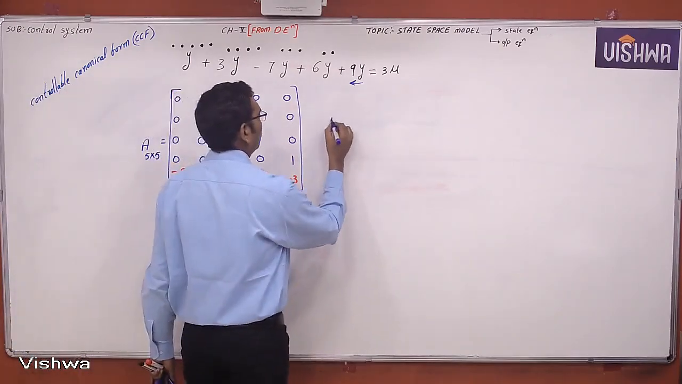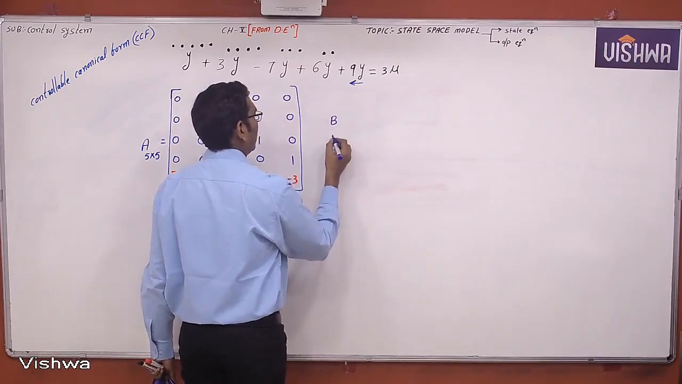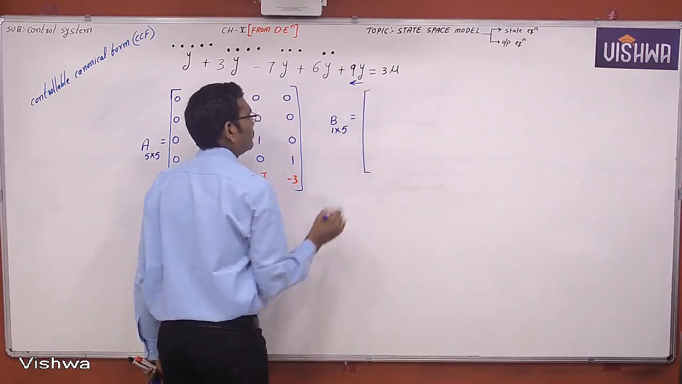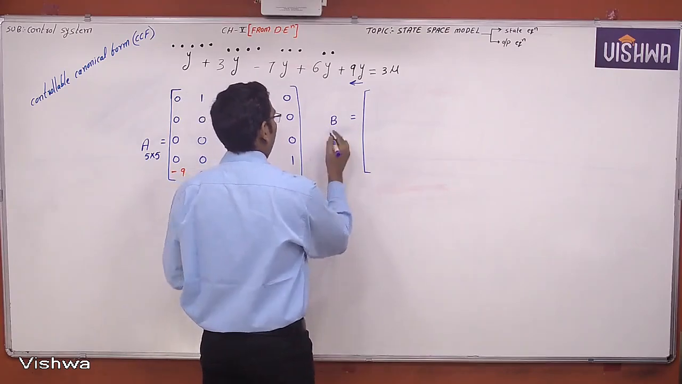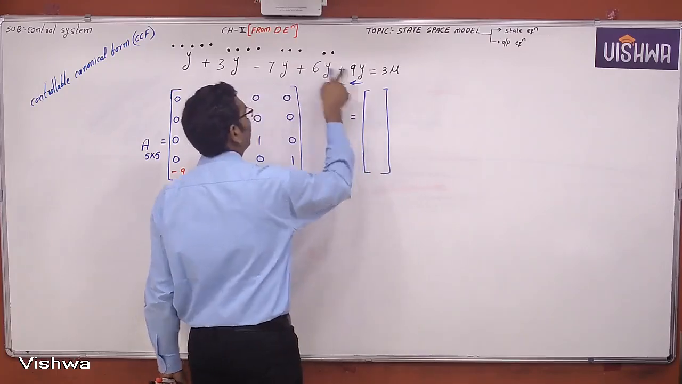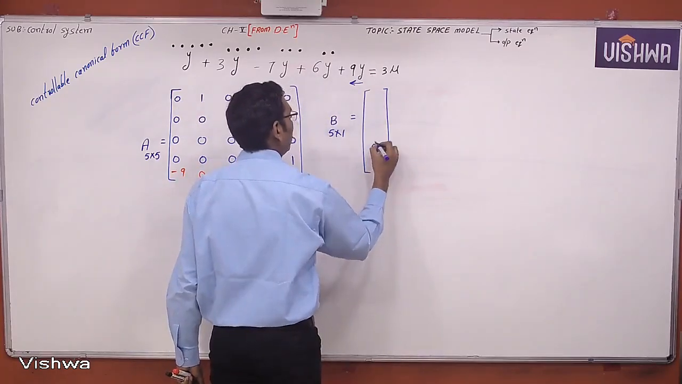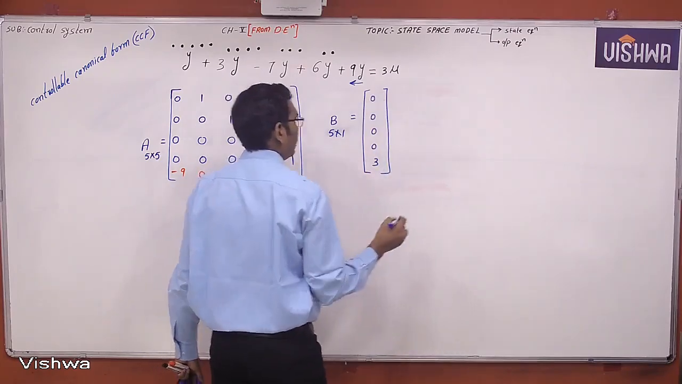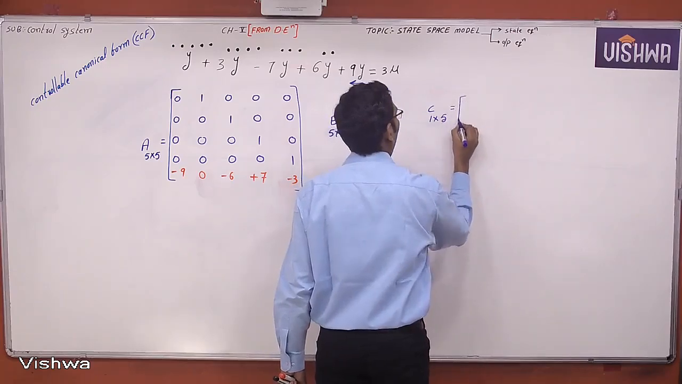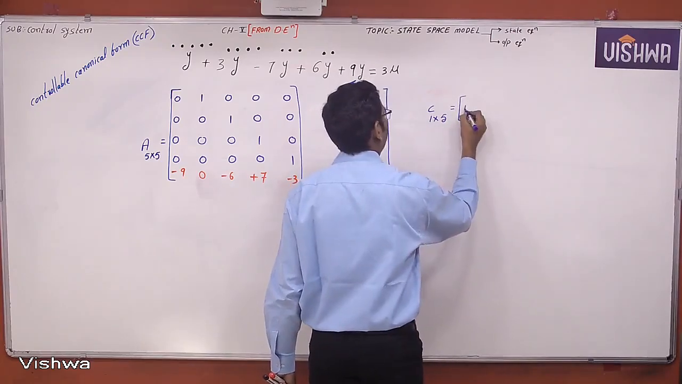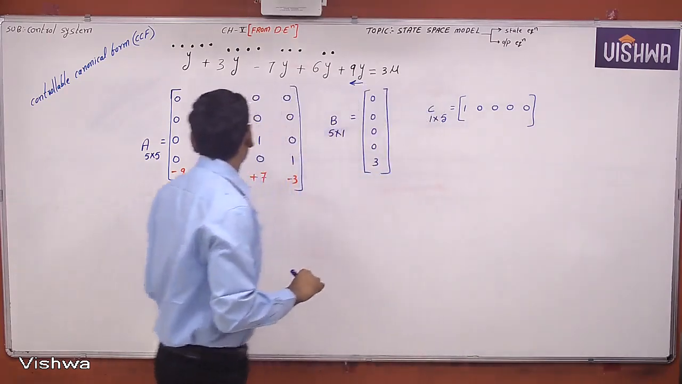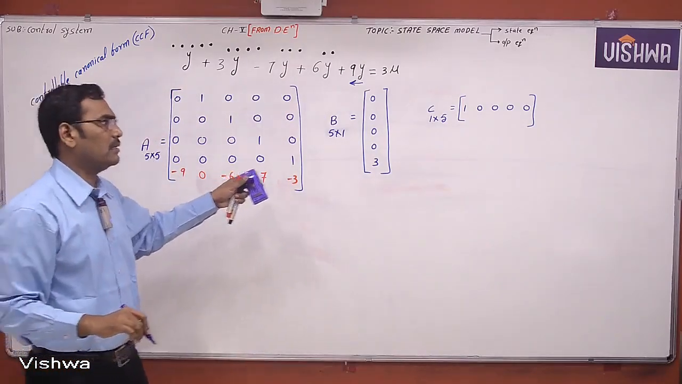Now B matrix, 1 by 5. Oh, sorry, 5 by 1. And in the B matrix last row, you know that the coefficient of U is 3, remaining all are zeros. C matrix order is 1 by 5, 1 row, 5 columns. This is fixed, the first element is 1, remaining all are zeros. This is A matrix, this is B matrix, this is C matrix.